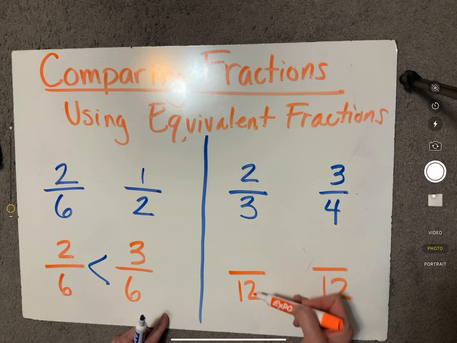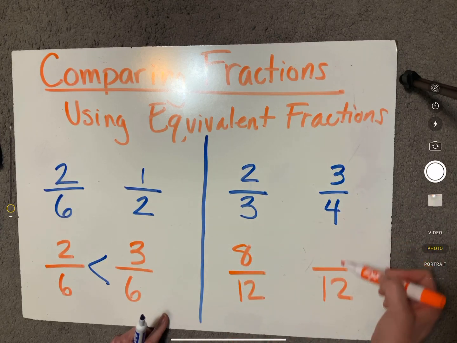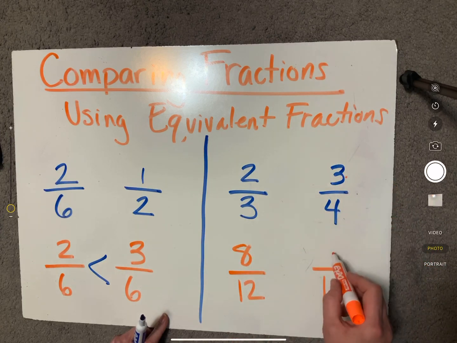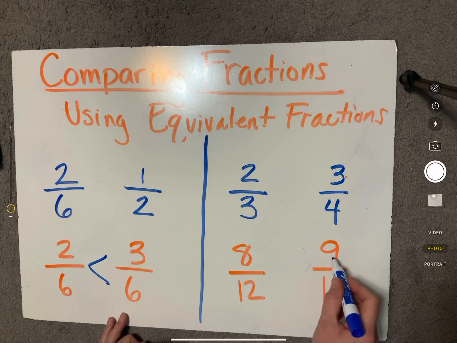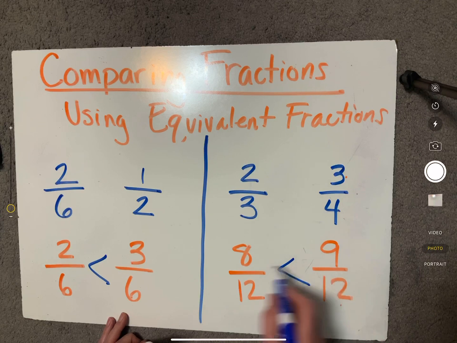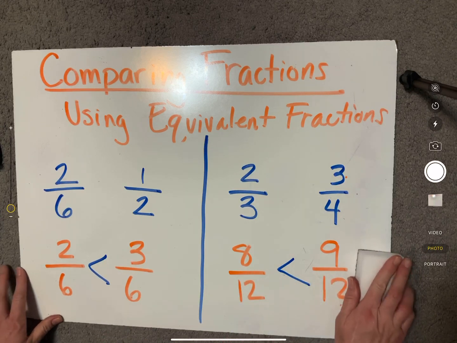So 3 times 4 is 12. 2 times 4 is 8. 4 times 3 is 12. 3 times 3 is 9. So now I can see that 9 twelfths is larger than 8 twelfths. Okay, so that's using equivalent fractions.